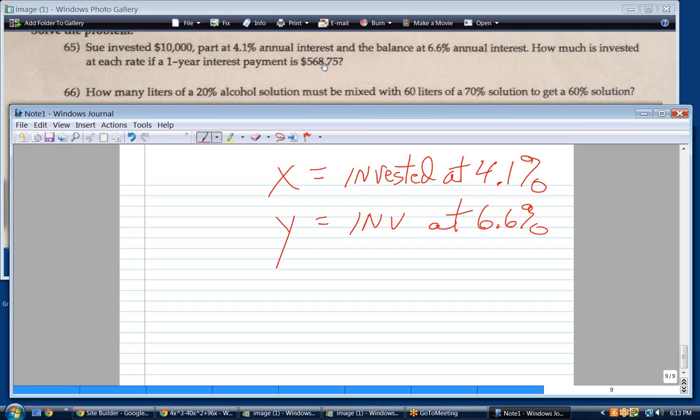So I need two equations. What's one of them? What's x plus y equal? X plus y equals, is it 568? No, that's the interest earned. Remember, x is the amount of the 10,000 that was invested at that interest rate. Y is the rest of the 10,000 that was invested at this interest rate. So what does x plus y equal? 10,000.